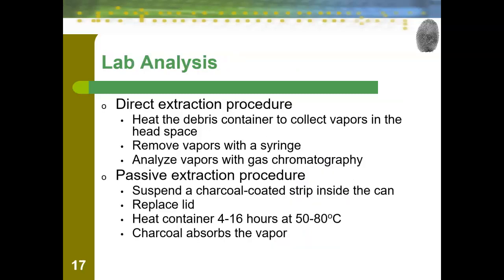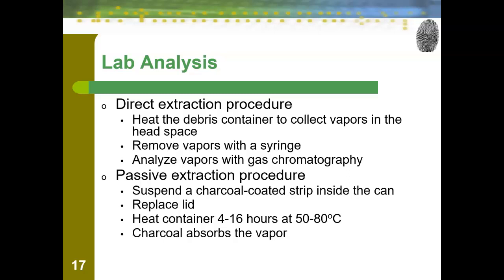Now, there are 2 methods for analyzing the ash for accelerants. The first is called direct extraction procedure, and you're going to heat the debris container to collect vapors in the headspace, so we're heating that container. Then you essentially stab the lid with a syringe, suck all the gas out, and then we're going to put that gas into a gas chromatography machine for it to tell us what's in there.